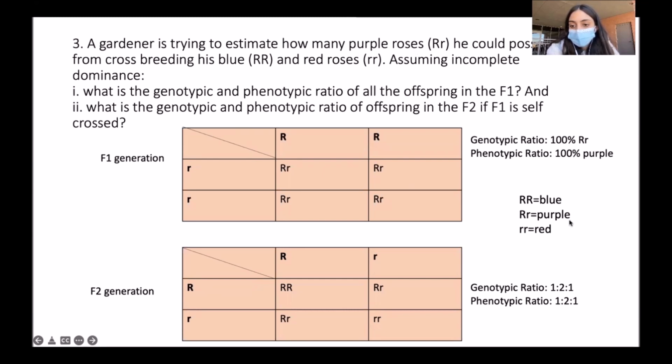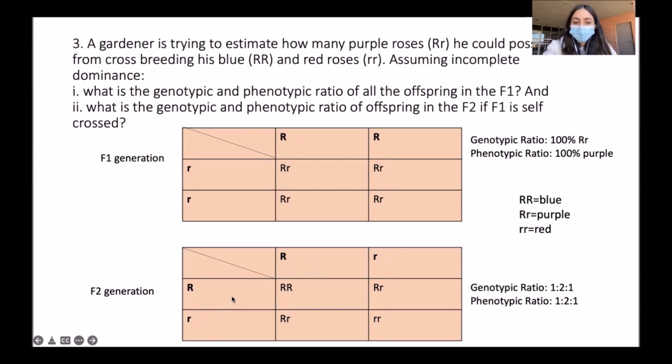So that means our genotype is going to be big R, little r, and our phenotype, what we look like, is going to be purple. And because we have 100%, we're just going to have a genotypic ratio of 100% big R, little r, and a phenotypic ratio of 100% purple. So since we have 100% purple, we're just going to take big R, little r in both and cross them. So it's going to be big R, little r here, big R, little r here. And then we're going to start crossing them.